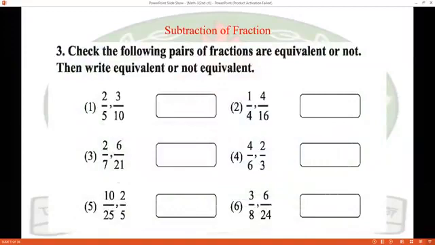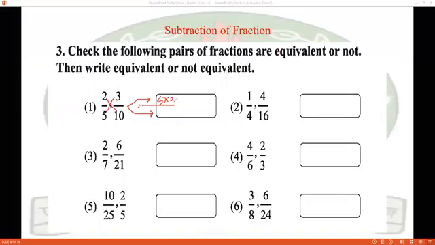Check whether the following pairs of fractions are equivalent or not. Then write equivalent or not equivalent. There is a way to check whether two fractions are equivalent or not. This way is to multiply the numerator and denominator of the opposite fraction. At first, we write here multiplying crosswise, we find multiplying 5/3.